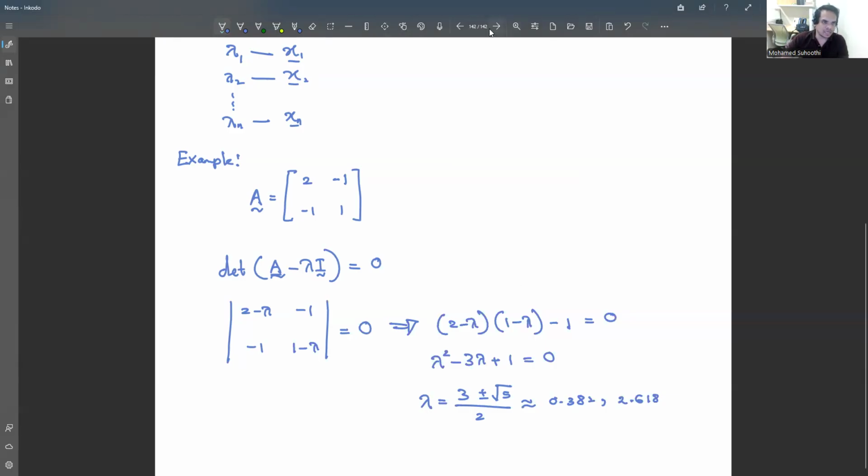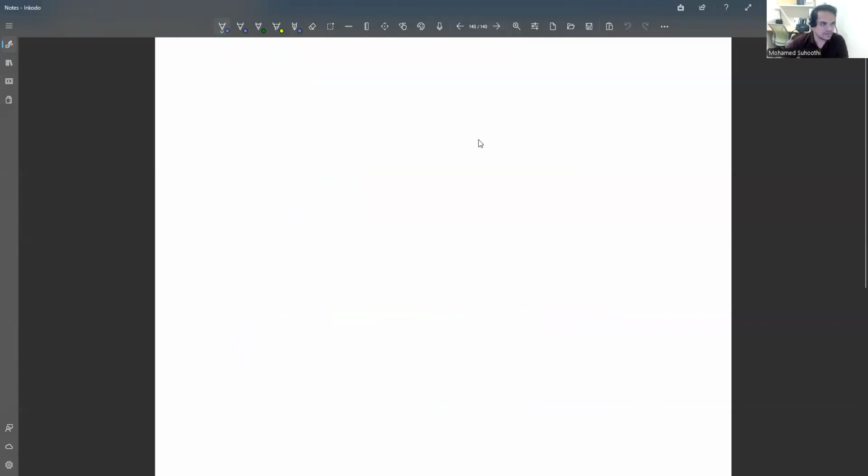Okay, so now let's calculate the eigenvector. That means it is the eigenvector problem that we discussed: matrix A minus lambda I into vector x equals 0. Let's take lambda 1 equals 0.382. We will calculate the corresponding vector 1.